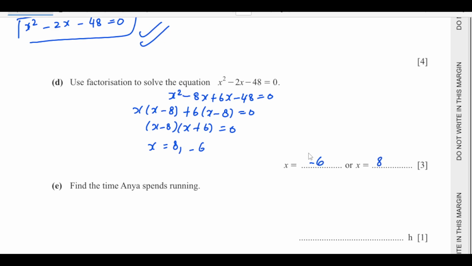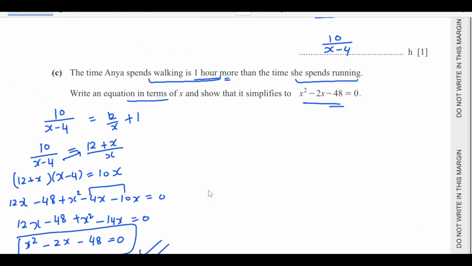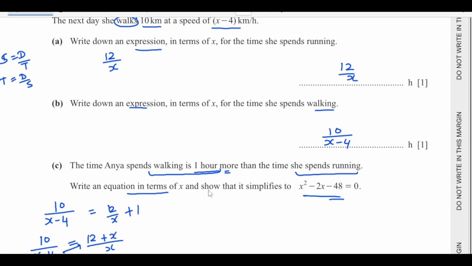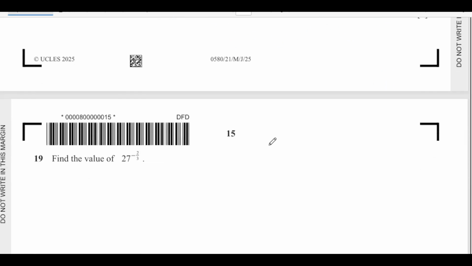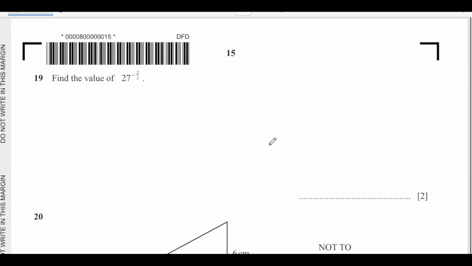Now find the time she spends running. So time for running is, we have here, this is walking, 12 over x. So time for running is 12 over x. So we will use the positive value obviously here. It is 12 over 8. Okay, so this is 3 over 2, dividing by 4, it's 1.5.